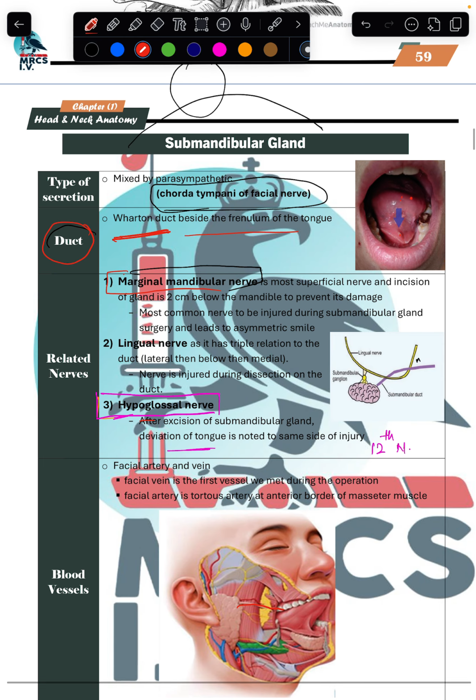So the nerve related with the submandibular gland is the marginal mandibular, the most superficial nerve, and the incision on the gland is 2 cm below the mandible, the angle of the mandible, and below mandible 2 cm. This is again a question. It is to prevent the damage. Most common nerve to be injured during submandibular excision is marginal mandibular.